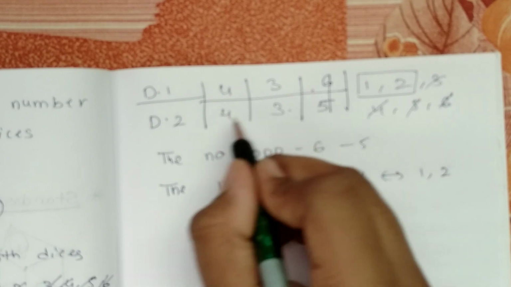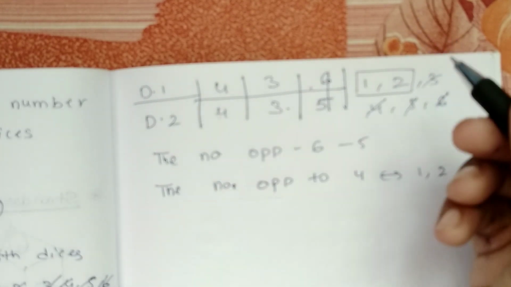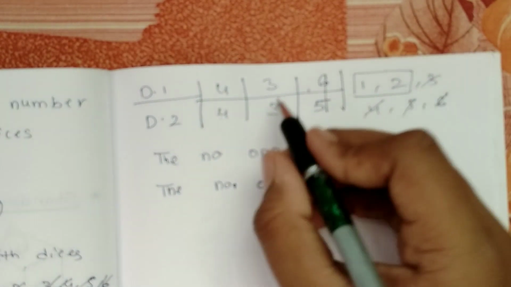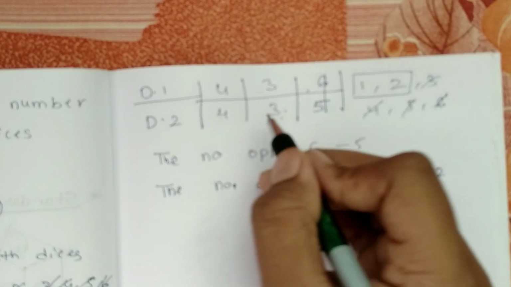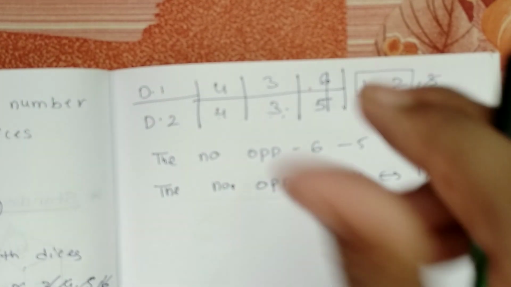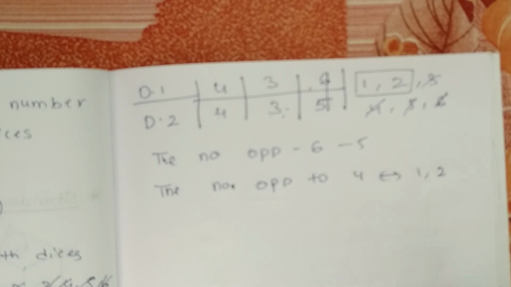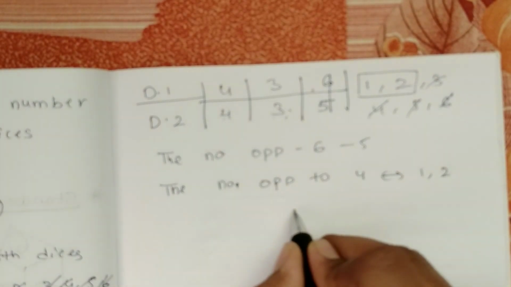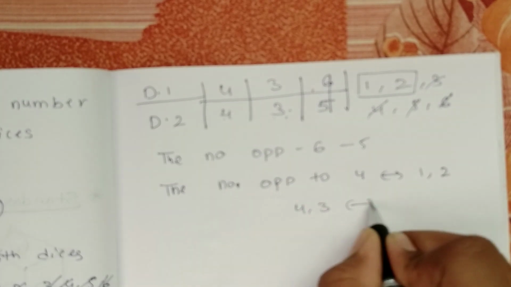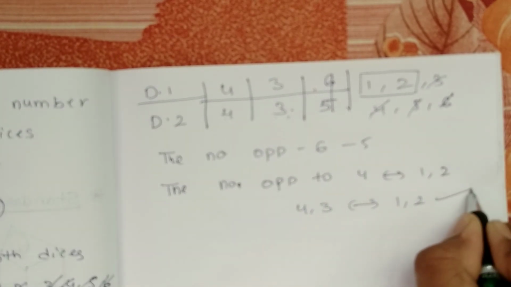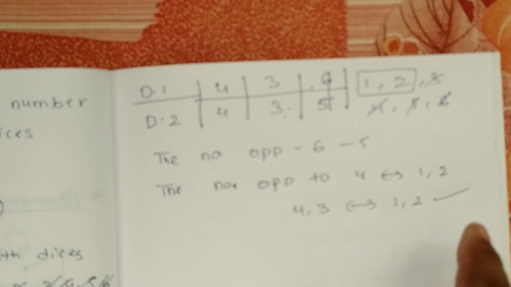So here, any of the things 1 and any other thing 2 can come. So in the place of 3, 2 can come, or in the place of 3, 1 also can come. It is based on how they will give in the options. And in the options, if they give for 4 and 3 the number opposite is 1 and 2, you have to take that option.